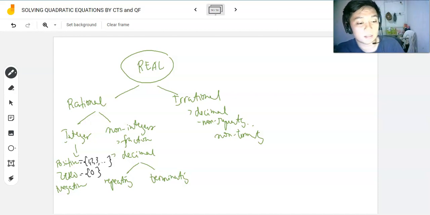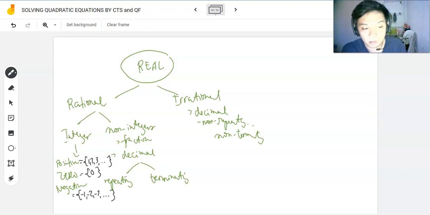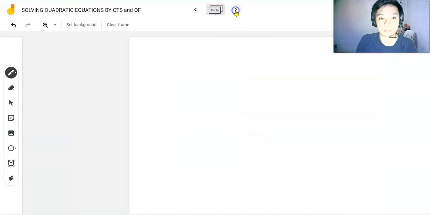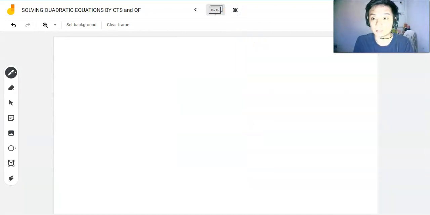Tapos, ang negative integers are just the counterparts of the positive integers. So, negative 1, negative 2, negative 3, and so on. And, just so you know, kapag pinagsama mo ang set ng positive integers saka 0, you will get the set of whole numbers. Kasi ang whole numbers, nag-start yan sa 0, tapos 1, 2, 3, and so on. Okay? So, this is a sort of a review lang.